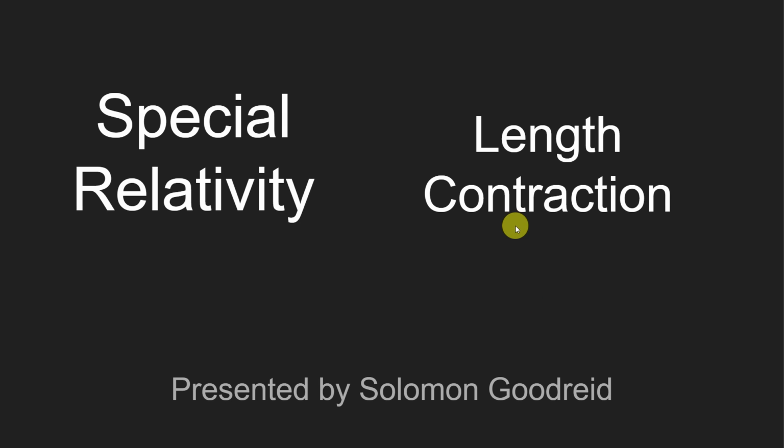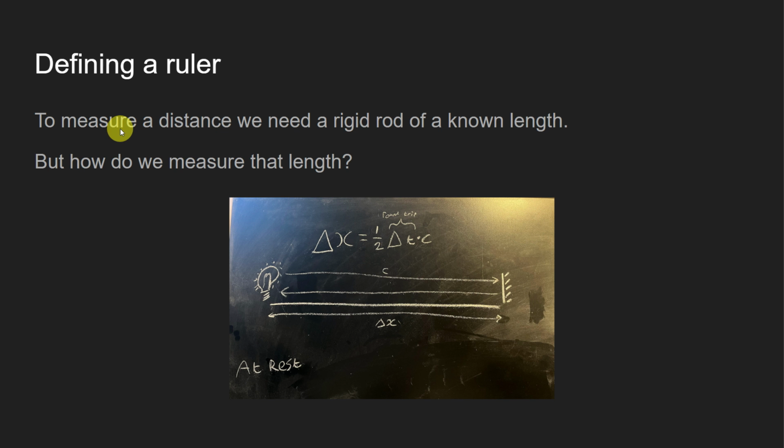So today we're going to be talking about length contraction. We will be branching off what we did previously with time dilation. So we need to start off by defining a ruler. Rulers are used to measure a distance.